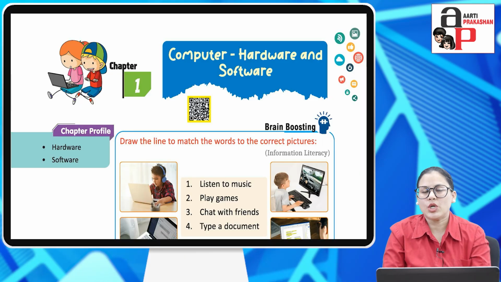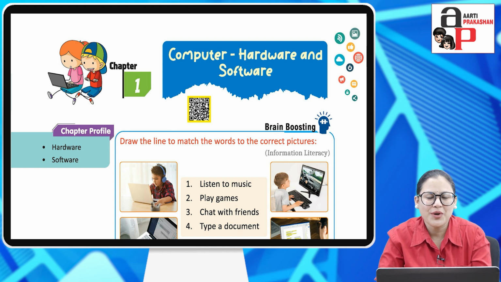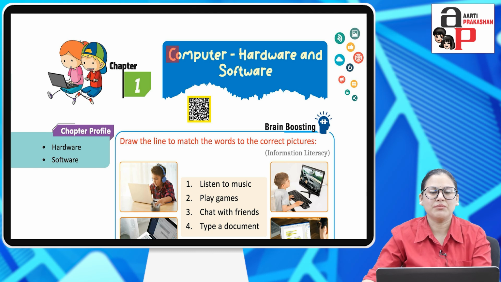So today we will talk about hardware and software of a computer. Okay, so let's get started. Today's chapter, computer, hardware and software. Chapter profile, hardware and software.